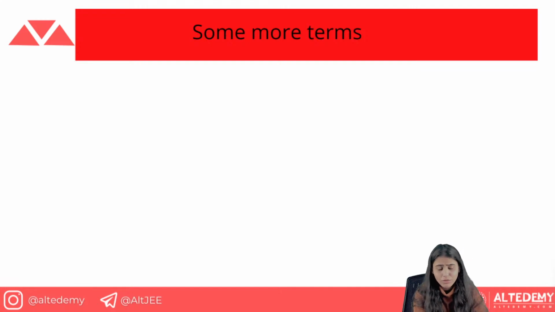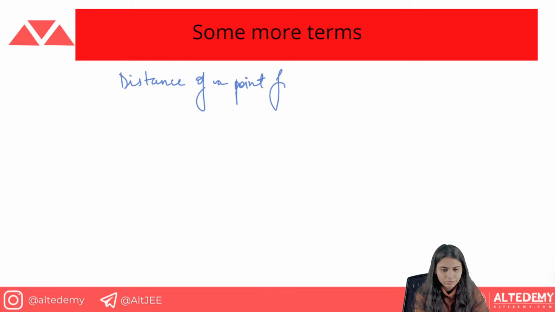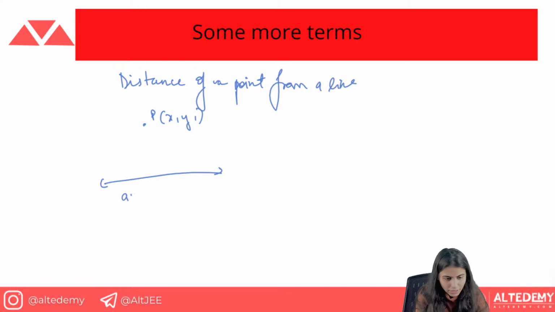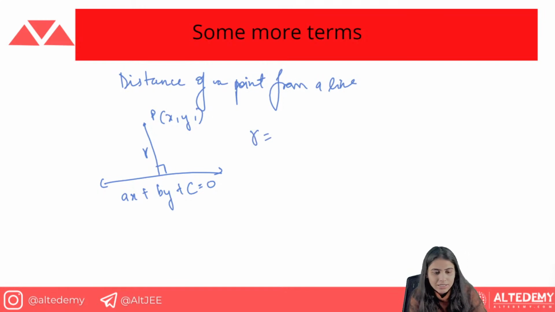We have the distance of a point from a line. For example, we have this point P (x1, y1). We have this line, ax plus by plus c equals 0. We have this line segment drawn to the foot, forming 90 degrees, and this is the distance, r. So how can you calculate this r? There is no derivation needed for it. You can just easily substitute these points in this equation and divide by this value.